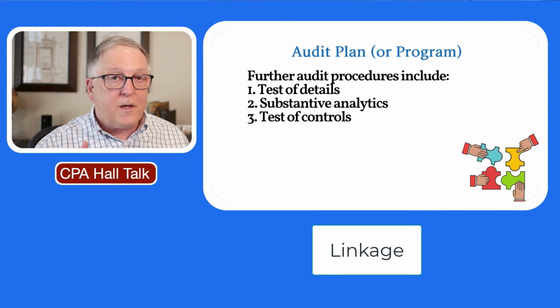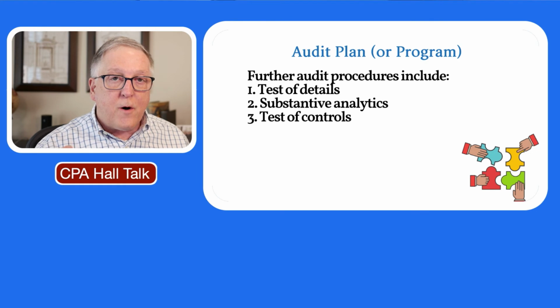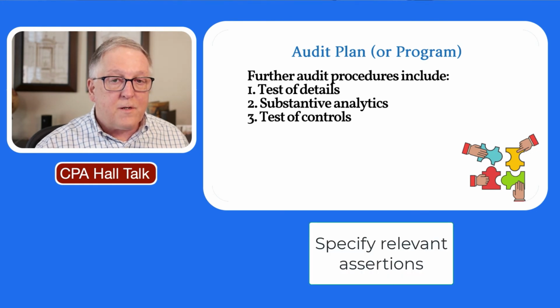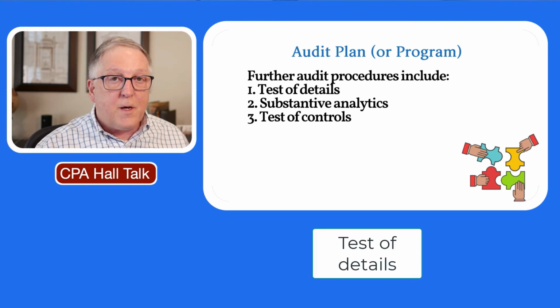We talked about linkage before. Again, I encourage you to watch my linkage video, and it'll give you more information about it. But part of the linkage is specifying the relevant assertions in the audit program steps. Now, those steps can be just like a test of detail, such as sending a bank confirmation or vouching invoices for additions to plant, property, and equipment. That's an example of a test of details.